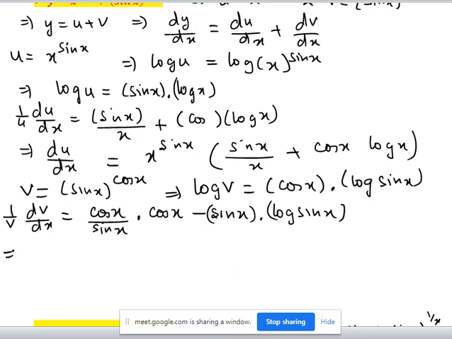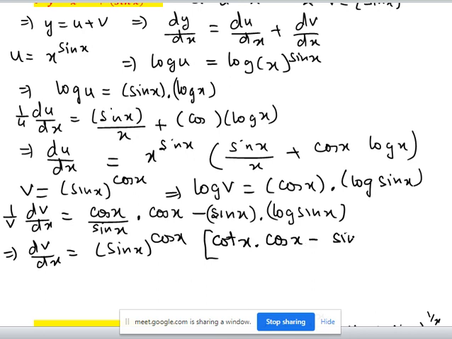You cross multiply v. So dv over dx is equal to v times, that means sin x with exponent cos x getting multiplied with this entire term. It is up to you how you want to write this product. You can write it as cos square x over sin x. We can prefer to write this as cot x to avoid the denominator. So this will become cot x into cos x minus sin x into log sin x.